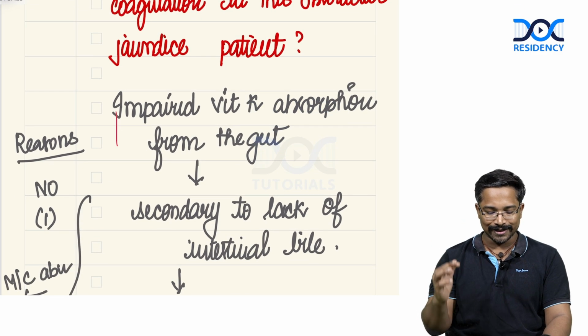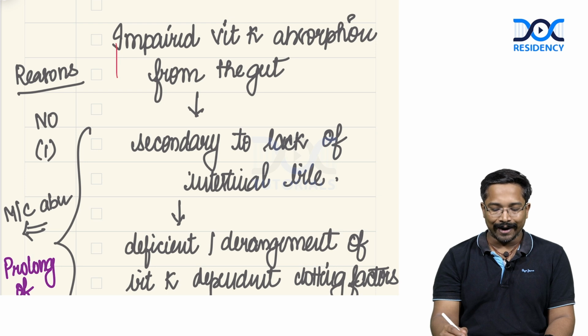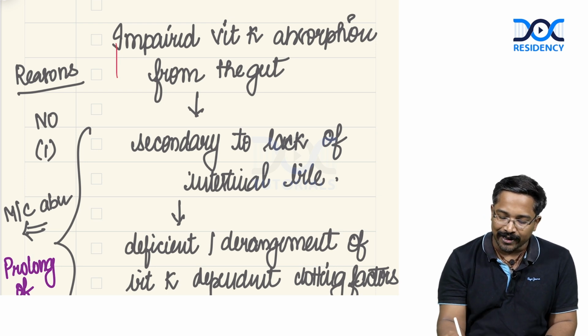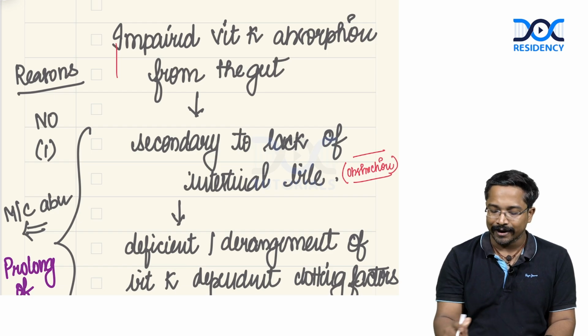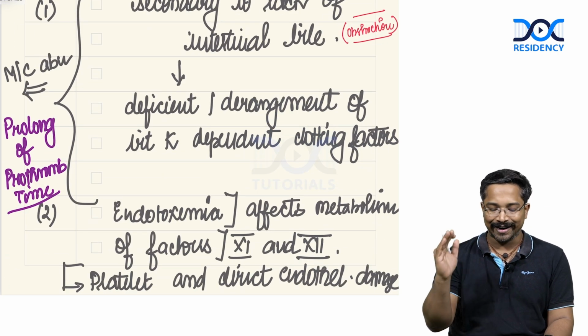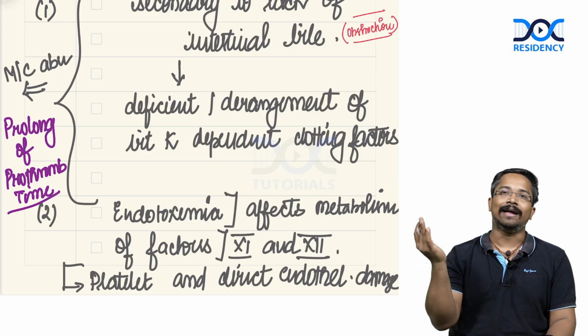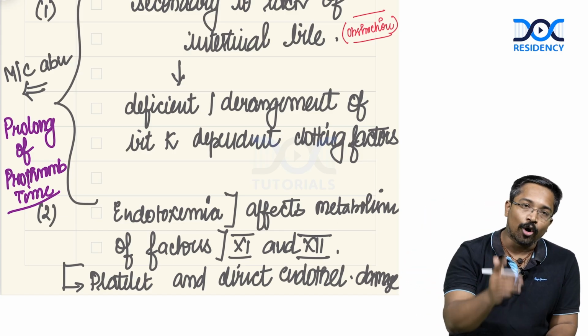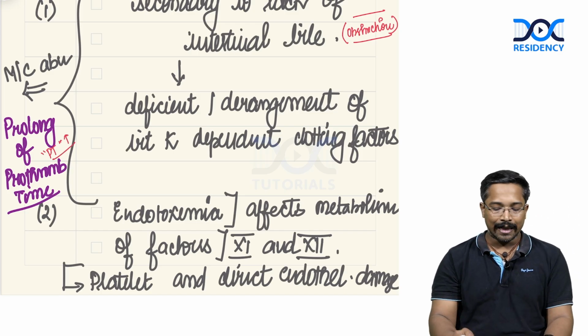It is because there are multiple reasons. The main important reason is that there is impaired vitamin K absorption from the gut, secondary to lack of intestinal bile because of obstruction. So there is deficiency of vitamin K and its dependent clotting factors like 2, 7, 9, 10, and that is causing a disturbance in coagulation, manifested as a prolonged prothrombin time. Prothrombin time is going to get elevated.